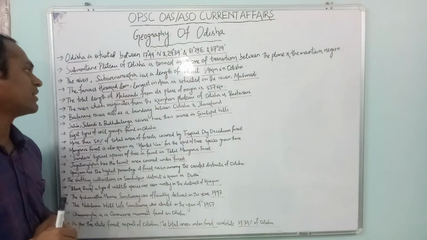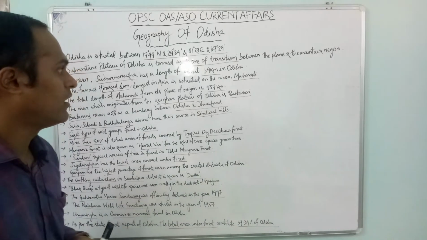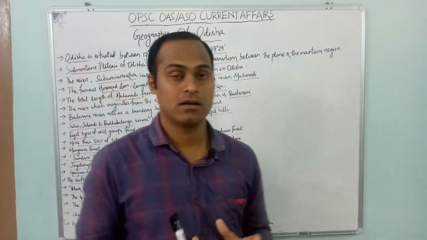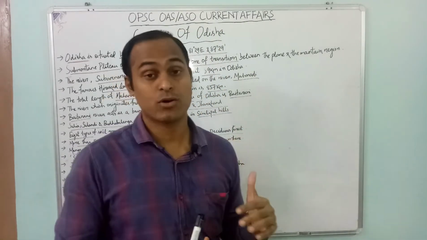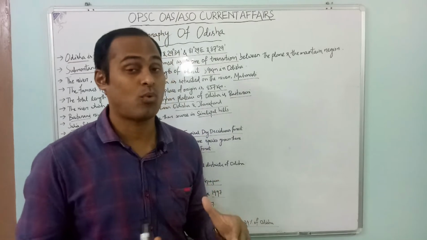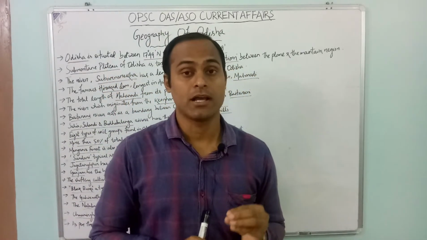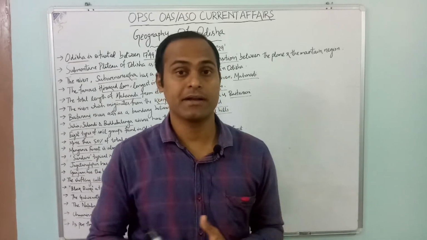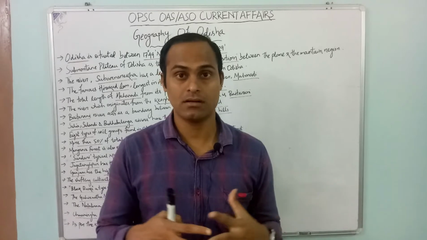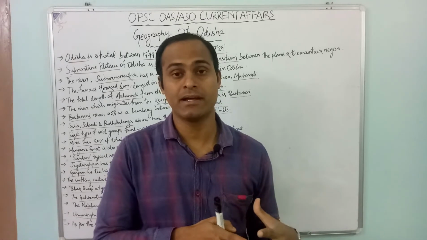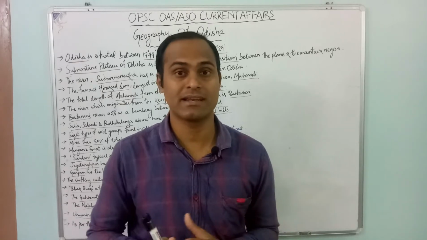Then coming to the next one, the famous Hirakud Dam, the longest in Asia, is situated on the river Mahanadi. Why was this Hirakud Dam made? It was made in order to stop the flooding which was happening. And in those days, when the foundation was laid, agriculture was not getting irrigation.